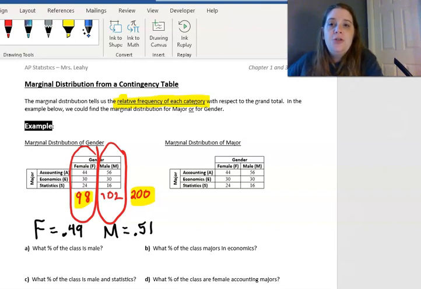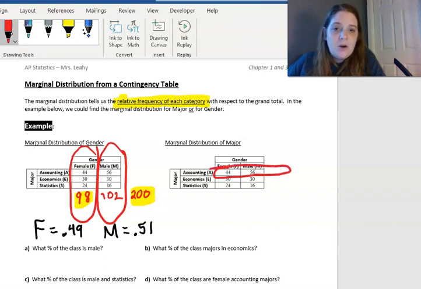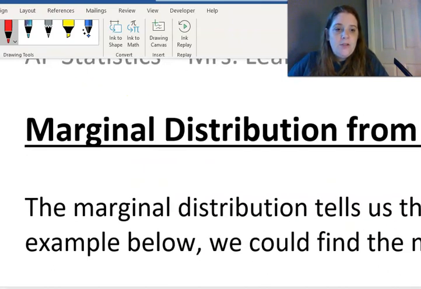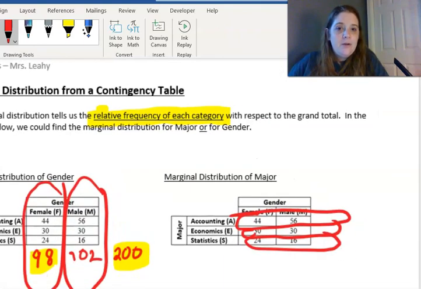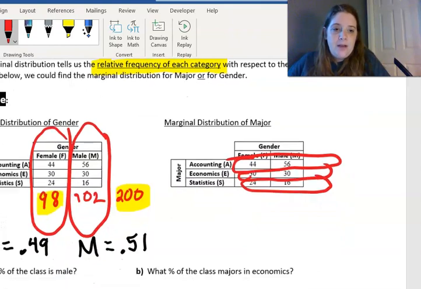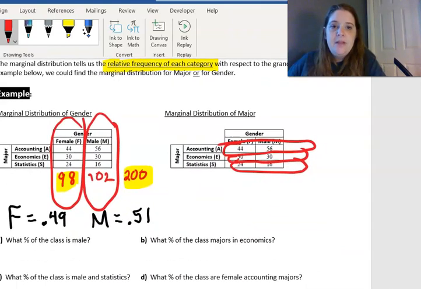Now over here, the marginal distribution of major means I want to know this time what percent are accounting, what percent are economics, and what percent are statistics. Goodness, I made that way too big. I was trying to make it a little bit bigger, not just a ton. Again, when I look here, I see 44 and 56. I'm going to erase some of those marks, but you get the idea that those are the columns there.